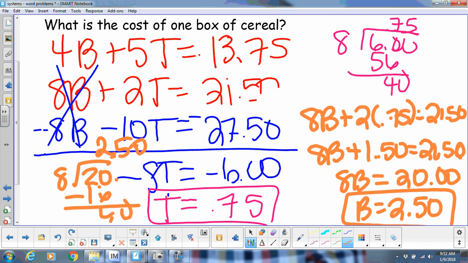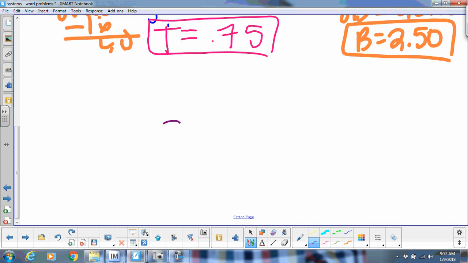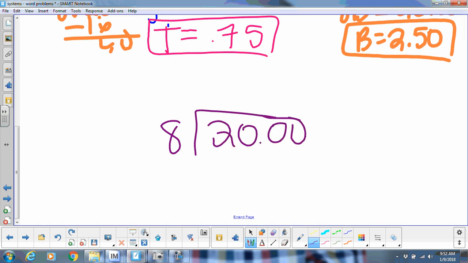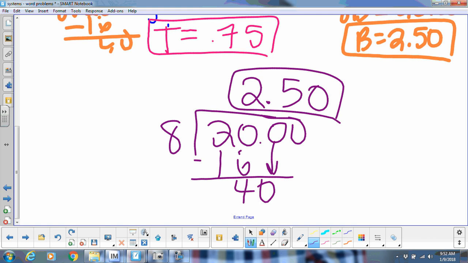Let's just do the top equation. This part? Okay. All right. I'm doing 8 into 20. Right? 8 goes into 20 evenly 2 times, right? What's 2 times 8? 16. Bring down that 0. 8 goes into 40. So that's where I got the 250 from. All right, are we good?